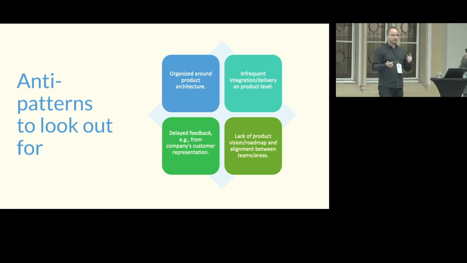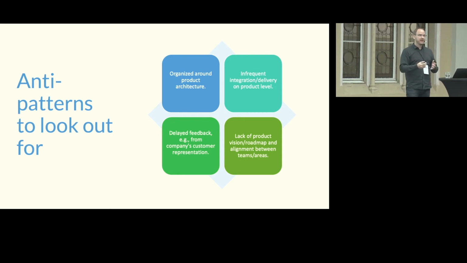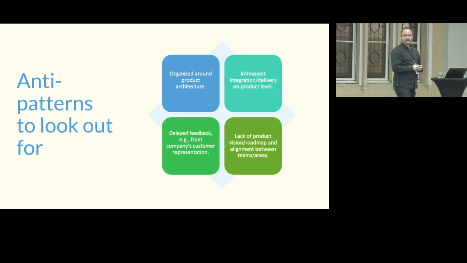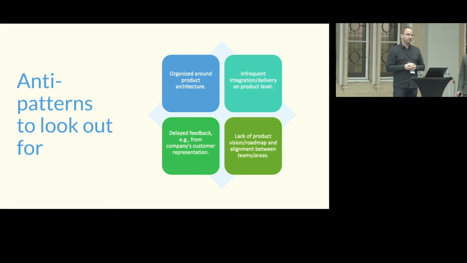And then delayed feedback from the company's customer representation or any kind of feedback. Imagine delivering something and then the actual feedback of people using that comes weeks or even months later into your team. So that will somehow disrupt whatever process is at play. And obviously, lack of product vision and roadmap, and especially the alignment between the teams or the areas. If you don't have something where everybody can align, then one area or one team might start working on something that will be only relevant to another team in a couple of weeks, or it has been relevant but 3 months ago and now you're already somewhere else, right? And that will bring some communication difficulties, and that's also something to look out for. If you observe that, then you will probably have some sort of a phase going on.